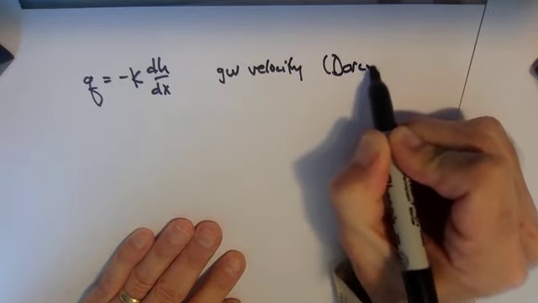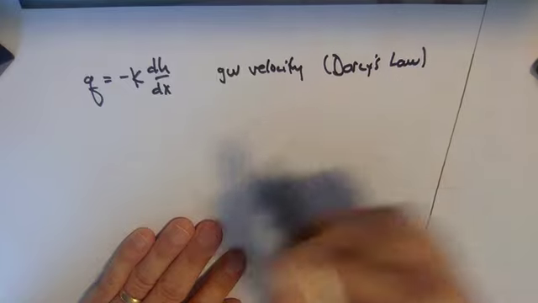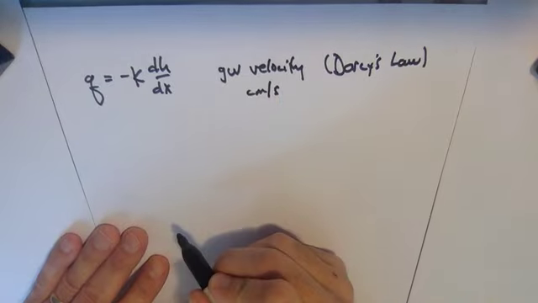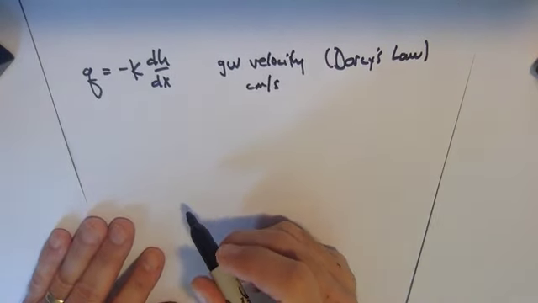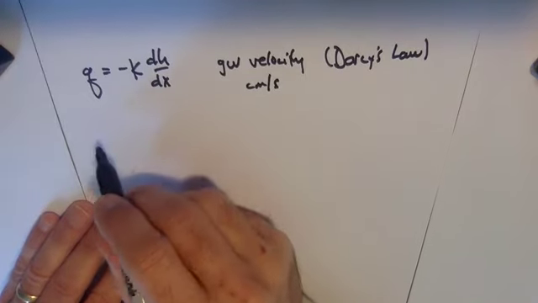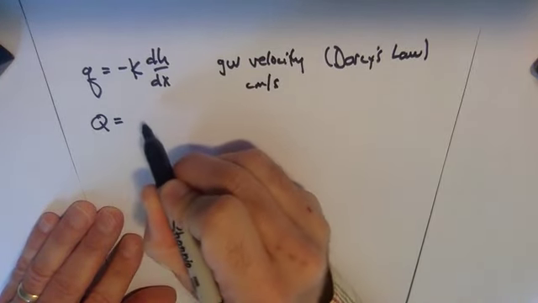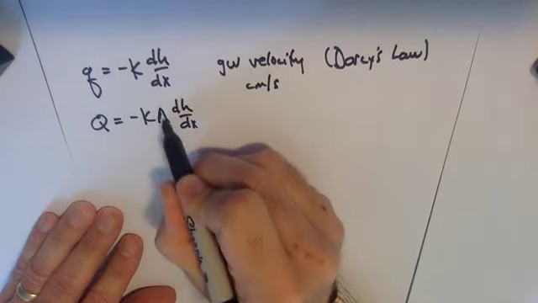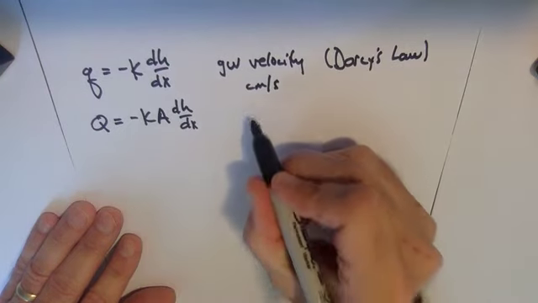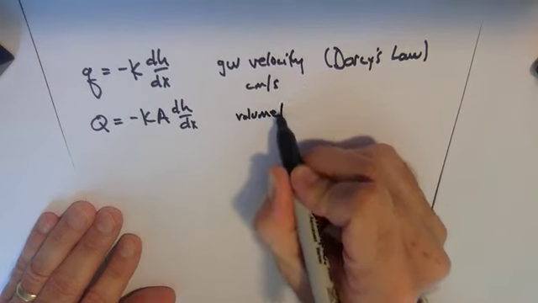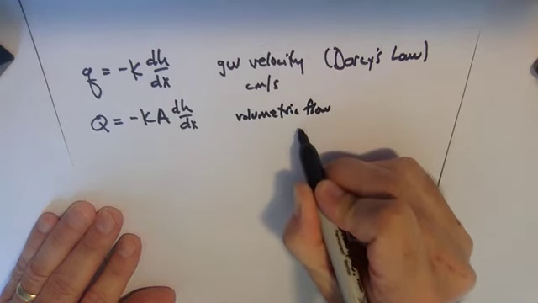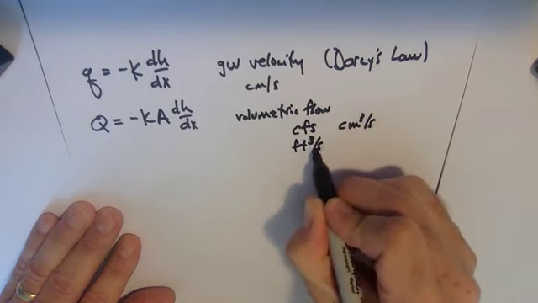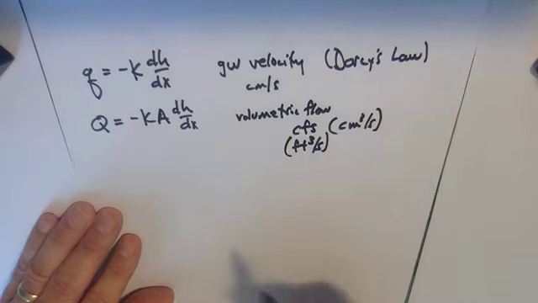Again, that's Darcy's law. And that tells you how fast the water is moving, right? So things like centimeters per second. And if you wanted some sort of volumetric flow, how many gallons per second or cubic feet per second, you'd write that as big Q, and it would be the velocity times the cross-sectional area, A, which looks like this. So that would be volumetric flow, cubic centimeters per second or cubic feet per second, whatever. All right, so you can see the relationship there.